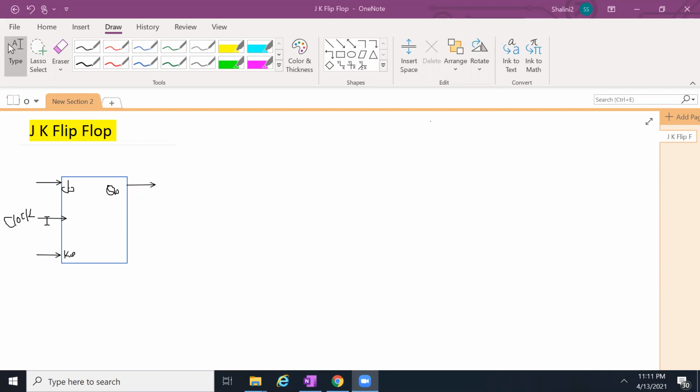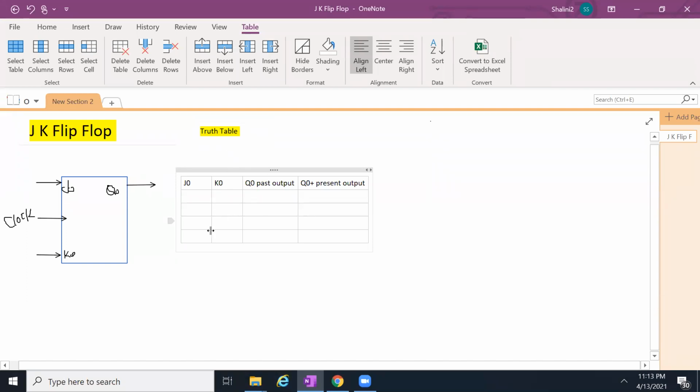So here I consider the passage of the clock, meaning this JK flip-flop will work on every passage of this clock. So we will see how it behaves in the truth table and the waveform. Okay, we will discuss.